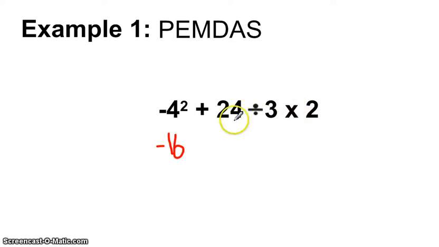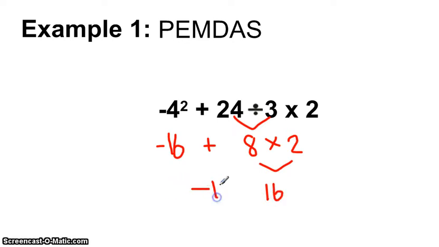Following PEMDAS, I need to do division next. So 24 divided by 3 is 8. I'm going to bring down the signs for the rest of my problem. I am left with addition and multiplication. Well, multiplication comes first according to PEMDAS. So 8 times 2 is 16. I'm going to bring down the rest of my problem.